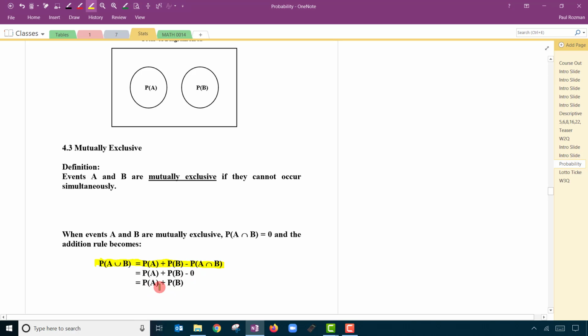This is called mutually exclusive. It means that 2 events can't occur at the same time. So I'll use that term periodically, so make sure you have a rough idea of just what that means. Mutually exclusive means they can't happen at the same time. And it actually makes things a lot easier.